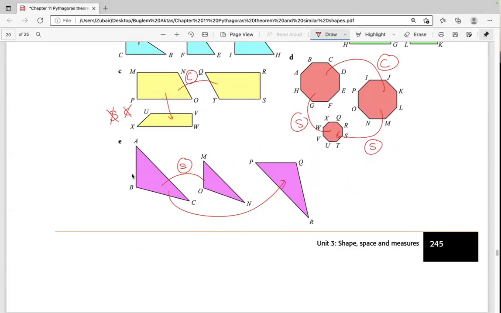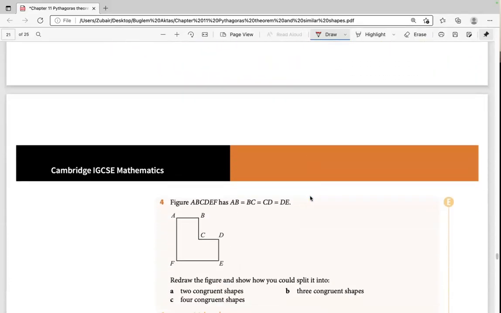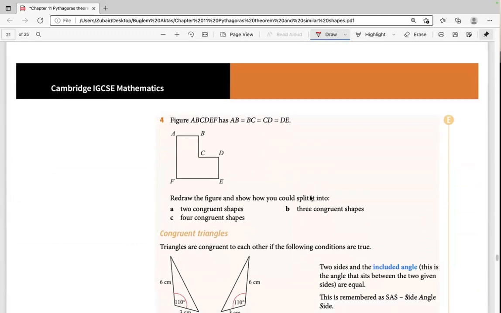So AB should equal PQ, smallest with smallest, and AC should equal PR, longest with longest. And the third side is left for comparison. One more question for today.